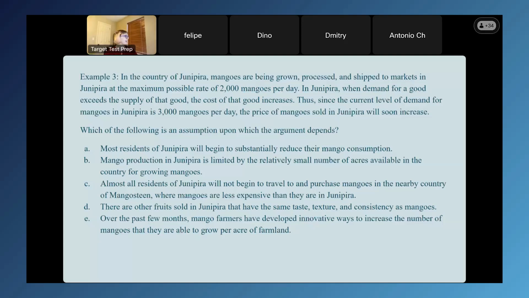And E, over the past few months, mango farmers have developed innovative ways to increase the number of mangoes that they are able to grow per acre of farmland. This is a trap because we already know that they are producing mangoes at the maximum possible rate. So whether that is due to innovative increases or not, it doesn't matter. We know what the maximum rate is. So the best choice, I believe, is C.